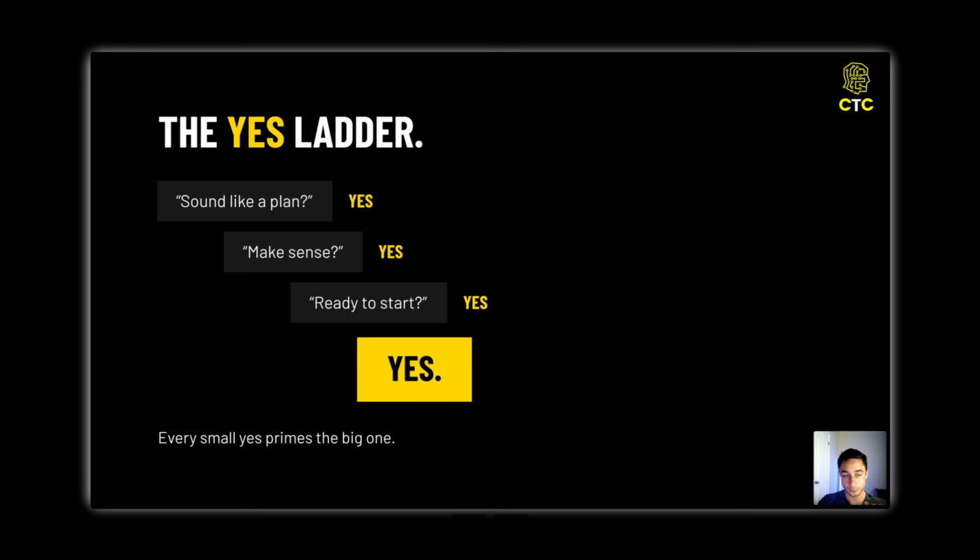Moving on. The yes ladder. Why do we always want to get people to say yes? Because the more yeses people say, the higher the likelihood that it's going to lead to the next yes. Sounds like a plan? Yes. Makes sense? Yes. Ready to start? Yes.